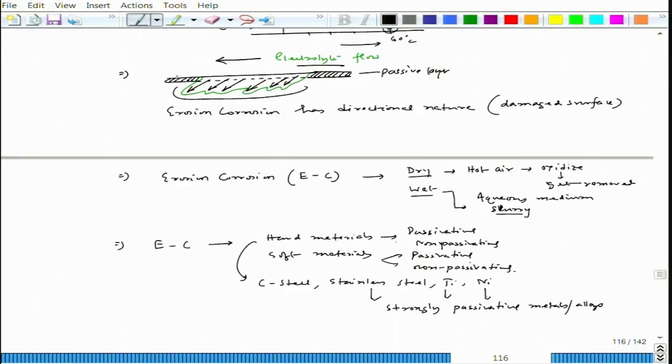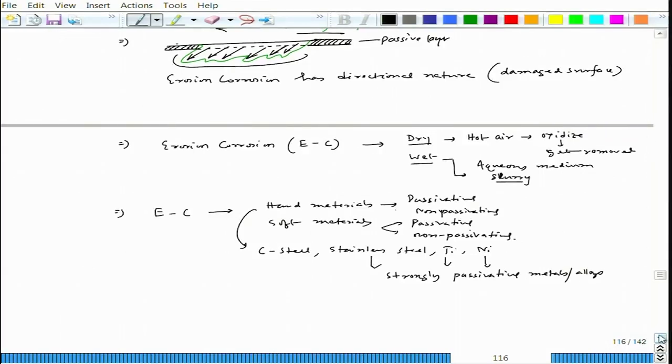Now carbon steel may not passivate in a normal situation. Stainless steel passivates because of the chromium, but carbon steel doesn't passivate quite easily, though it can passivate if it finds a suitable environment like the pH. In a high pH medium, carbon steel also passivates, like rebar. In the rebar condition, the concrete maintains a pH of around 12.5 to 13. In that pH, carbon steel, which is nothing but a low or medium carbon steel, passivates. But stainless steel, titanium, nickel, even in neutral medium they can passivate. So in those cases, I can term it as non-passivating.